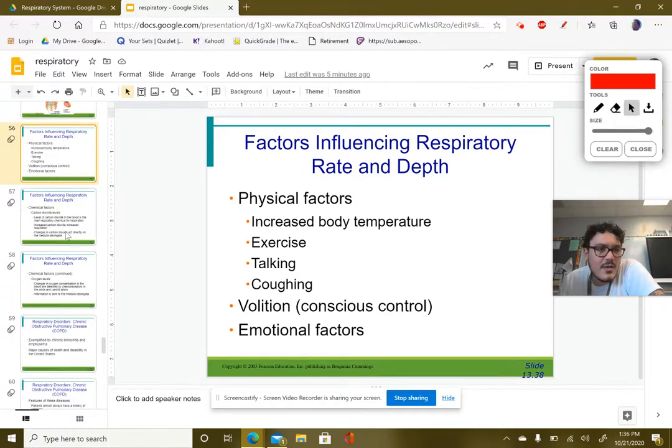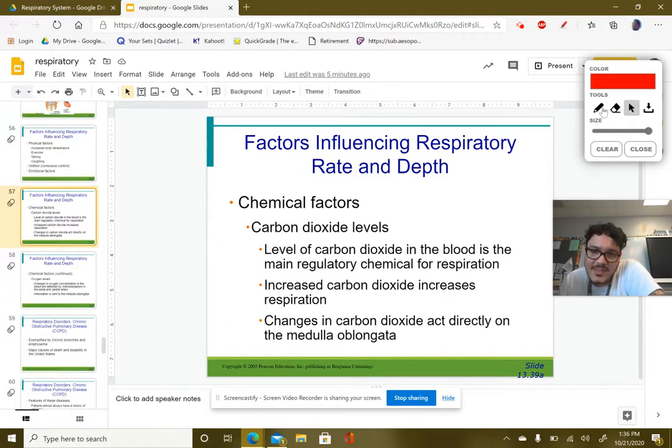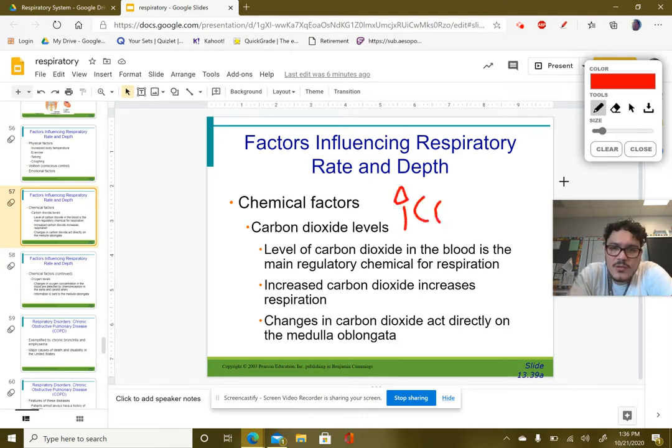All right. Chemical factors. There's a lot that can be said regarding chemical factors. I can easily summarize it for us, though, so don't worry too much. Let me talk first, and then we'll summarize it. Carbon dioxide levels. Levels of carbon dioxide in the blood is the main regulatory chemical for respiration. So how much carbon dioxide there is is a major factor. Increased carbon dioxide increases respiration. Changes in carbon dioxide act directly on the medulla oblongata. So the way to summarize this, simply put, when you have too much CO2, what is your body going to do as a response?